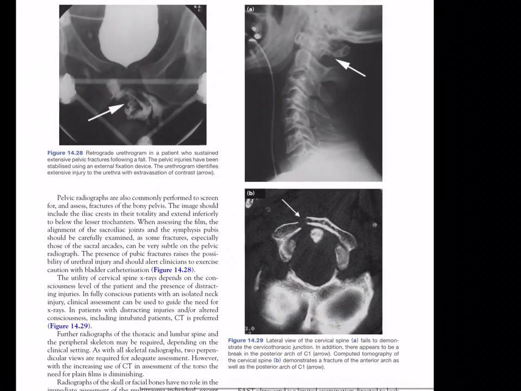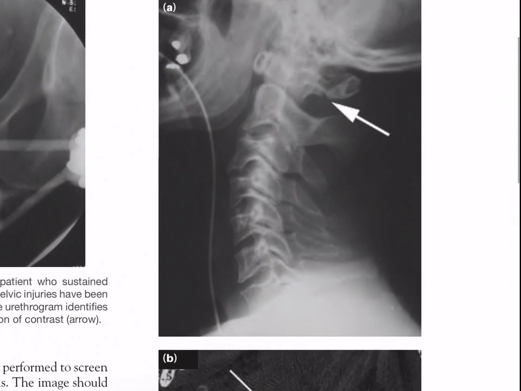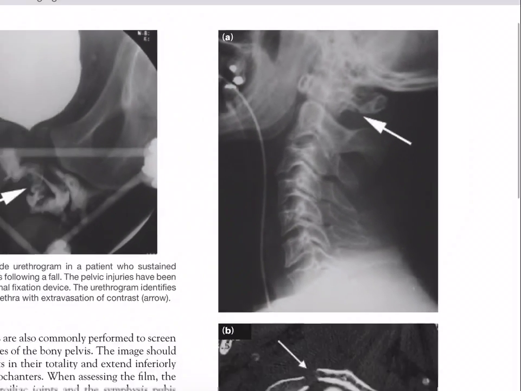This is figure 14.29. The lateral view of the cervical spine shown in image A fails to demonstrate the cervicothoracic junction. In addition, there appears to be a break in the posterior arch of the C1 where the arrow is shown. You can see the posterior break.